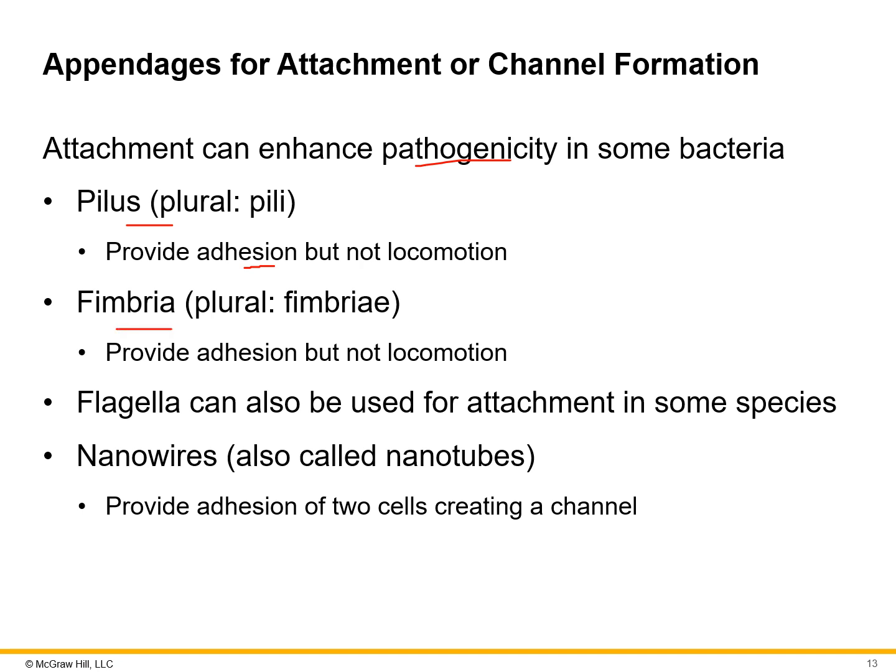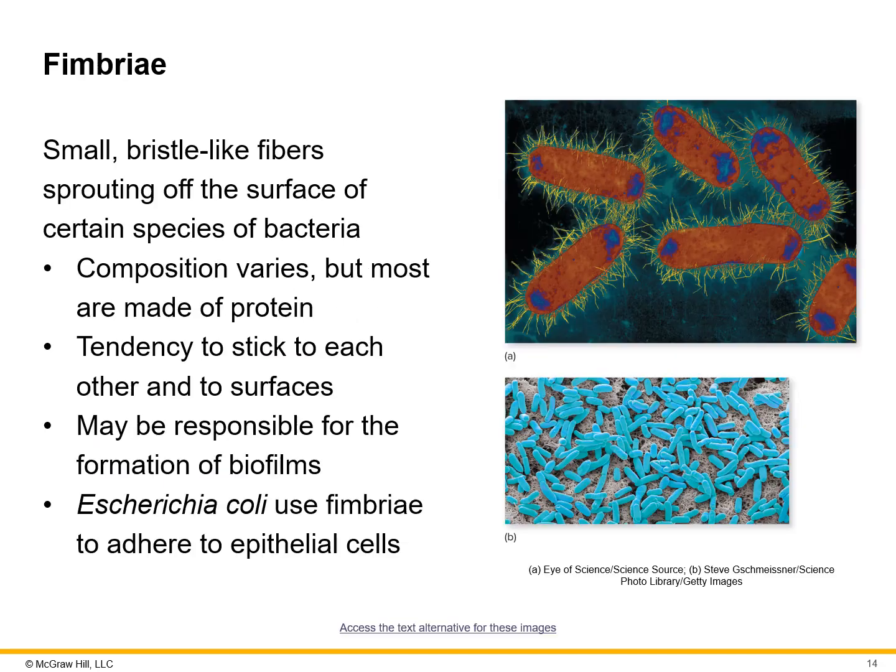Fimbriae is another appendage that does the same thing. They're just a little different structure. Flagella can also be used a little bit for attachment in some. It's mainly movement we think about, but they can be used for attachment as well. And the nanowires or nanotubes, again, are other things that can allow microbes to attach to each other, create that channel, help with the biofilm formation, but also exchange nutrients that allow them to cause disease.